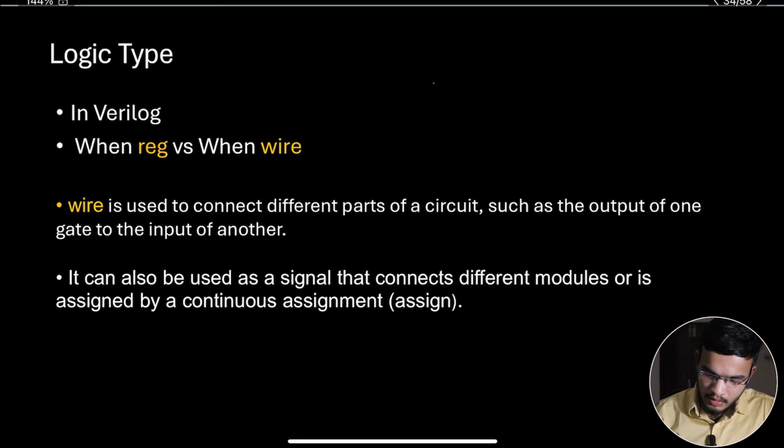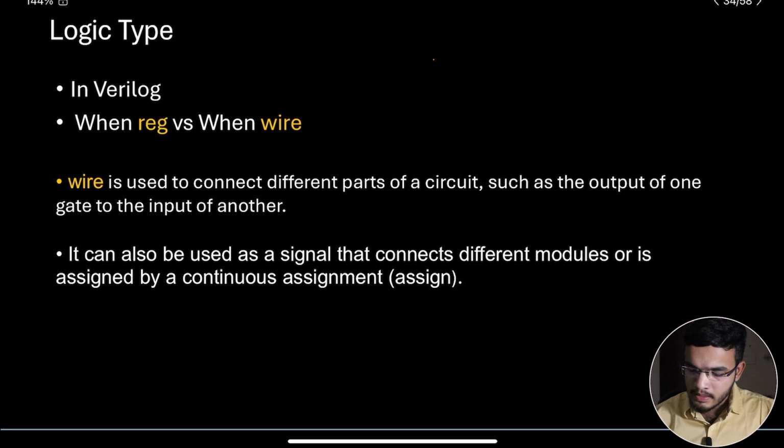And there is one more construct which is called wire. Wire is used to connect different circuits. Like if you have a gate and you want to connect one gate to the other gate, then in that case you can use wire. And it can be used as a signal that connects different modules or is assigned by a continuous assignment.